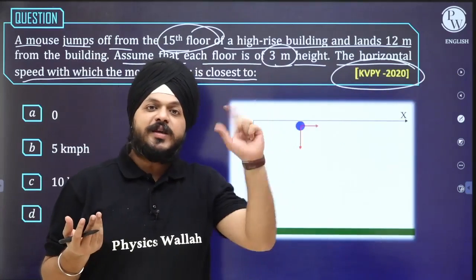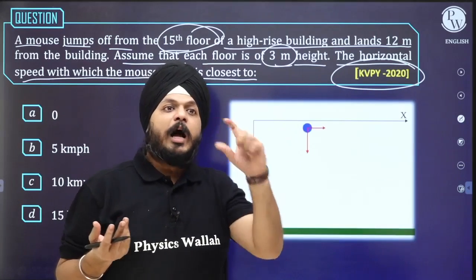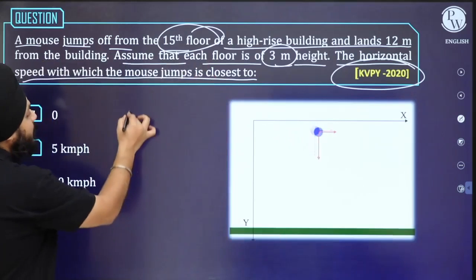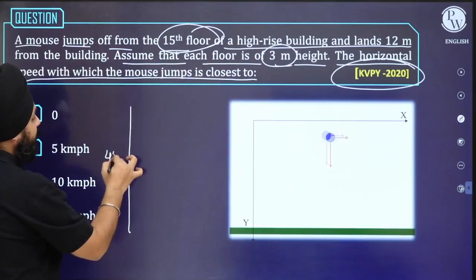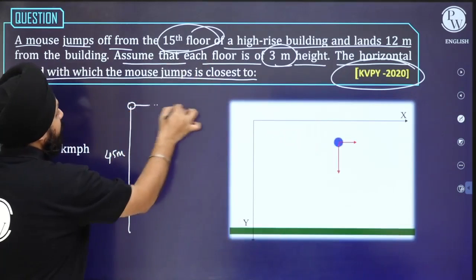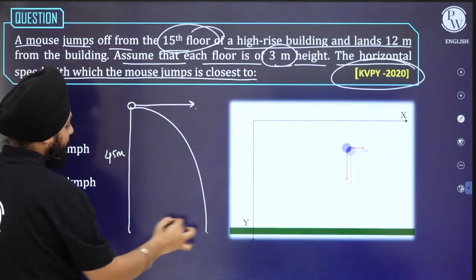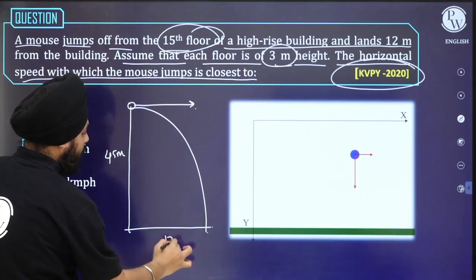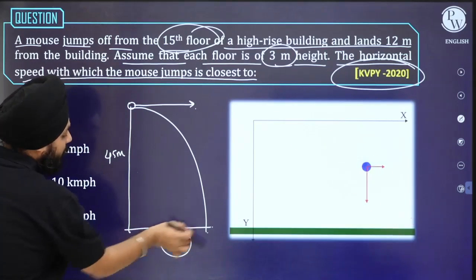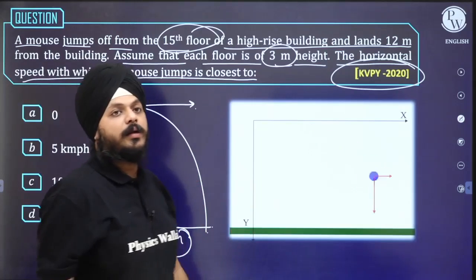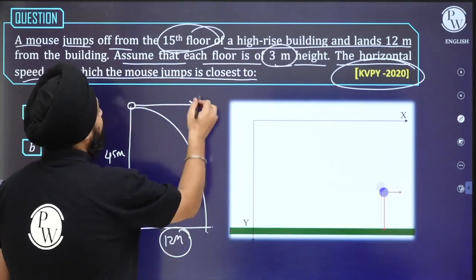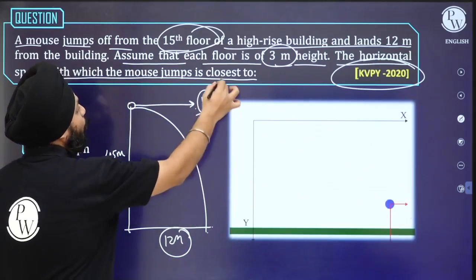There are 15 floors. Each floor is of height how much? 3 meter. So 15 floors, height 45 meter. A mouse jumps from the height of 45 meter. From the bottom it reaches a distance of 12 meter. We just need to calculate what velocity it is closest to.